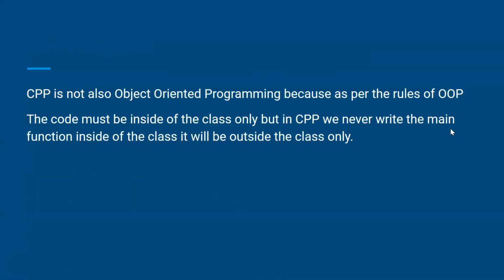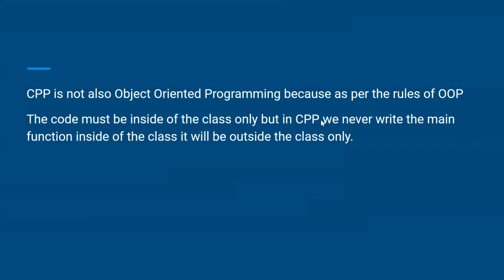Now here you can see C++ is also not a pure object oriented programming language. Always remember, if you know C, well and good, but it's not a pure object oriented programming language. As per the rules of object oriented programming, the code must be inside of the class. That is the meaning of an object oriented programming language. But in C++, we never write the main function inside the class. Always remember, first you have to define the class, then you have to call the main method, and you can call the particular variables, data members or member functions based on your need. That is the main drawback of the C++ language: the class doesn't have any main method. That's why the main method is separate.